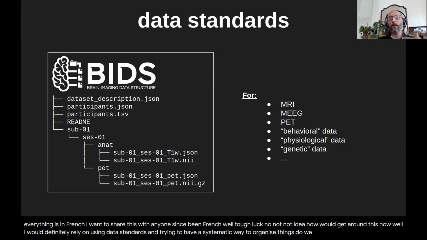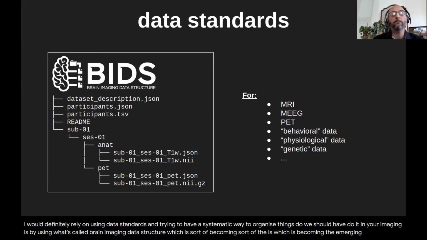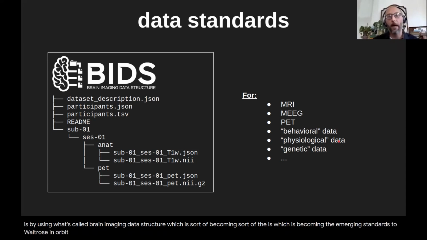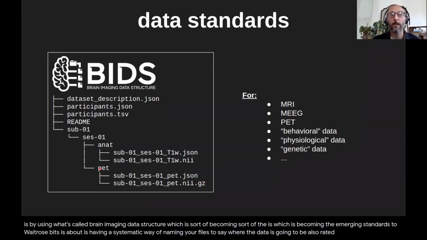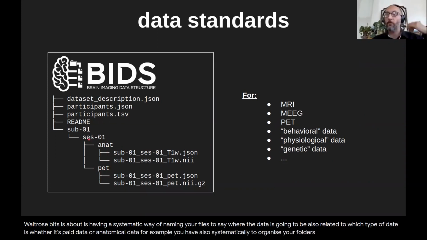The way we do it in neuroimaging is by using what's called the Brain Imaging Data Structure, BIDS, which is becoming the emerging data standard, the way to organize your data. All BIDS is about is having a systematic way of naming your files to say where the data is going to be, also related to which type of data it is, whether it's PET data or anatomical data, for example. You also have a systematic way to organize your folders for each type of data, for a given session, for a given subject.